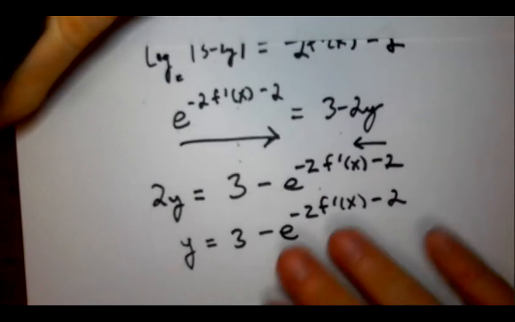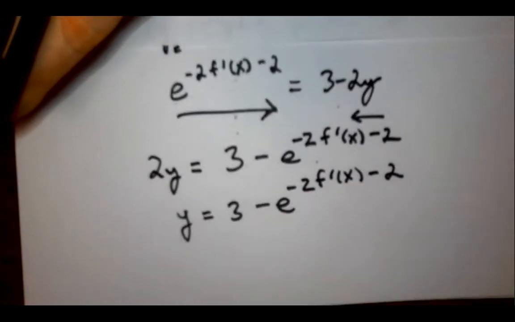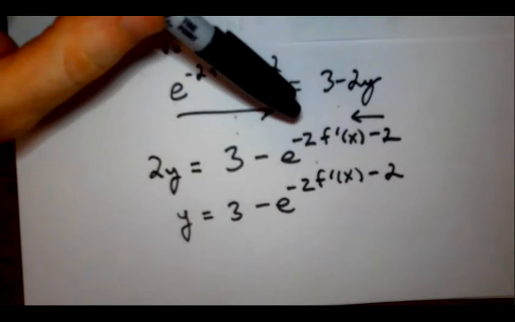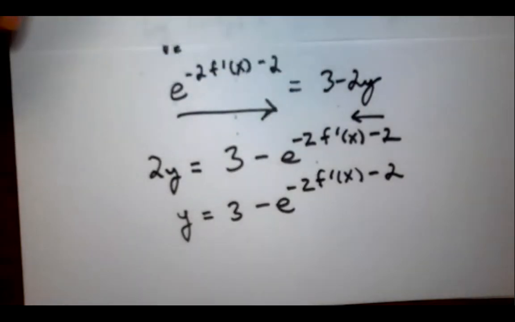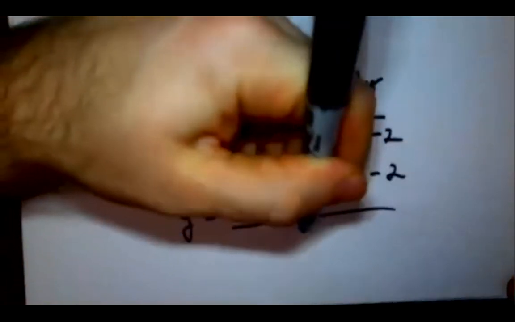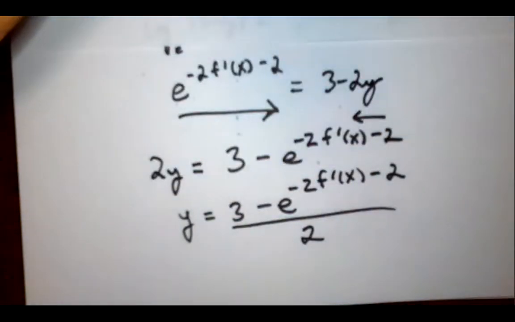Okay, now they made a statement. Oh, go ahead. Would the answer of y be 3 minus e, everything divided by 2? Or does that just go away? Yeah, I'm having trouble focusing tonight. Okay, yeah, divide by 2. Thanks.